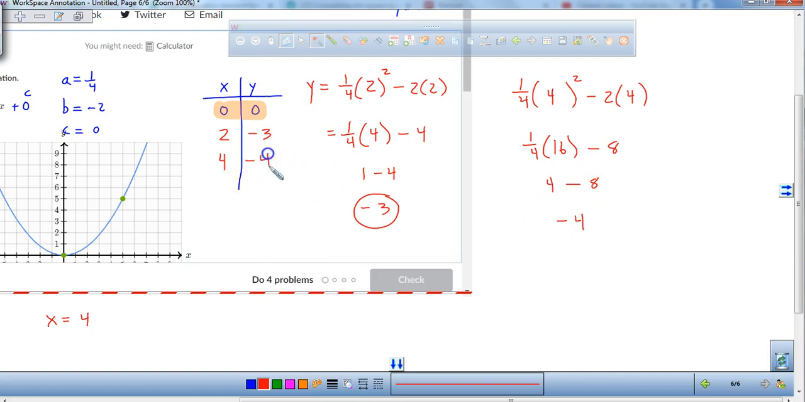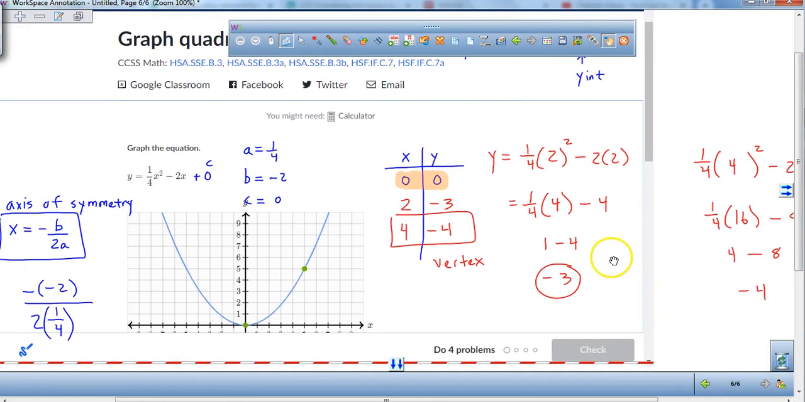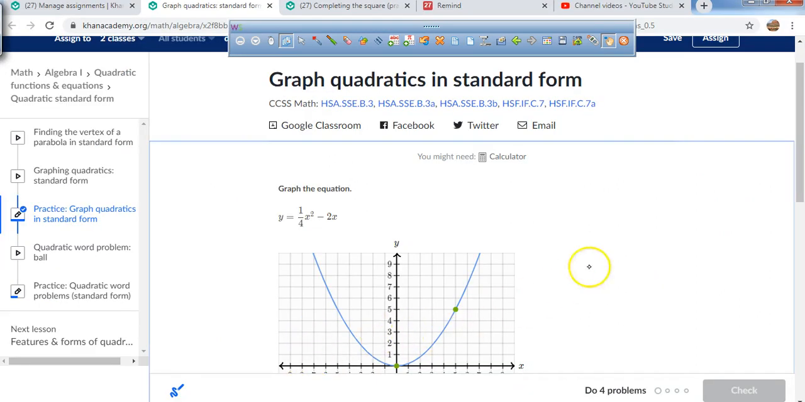So we're going to plot. Now this right here represents our vertex. So we're going to have 3 points that I want you to be able to see when we plot this correctly. We'll have (0, 0), we'll have (2, -3), we'll have (4, -4), and that will suffice for when we're graphing. Those 3 points, you'll be able to clearly see it. So the main thing we're going to do right now is go over here to the graph.